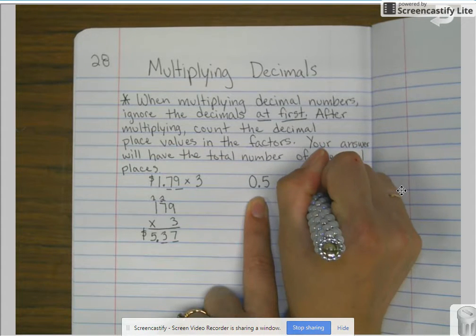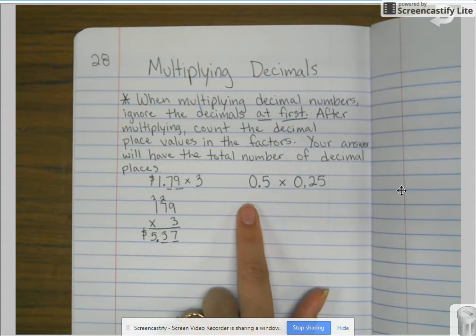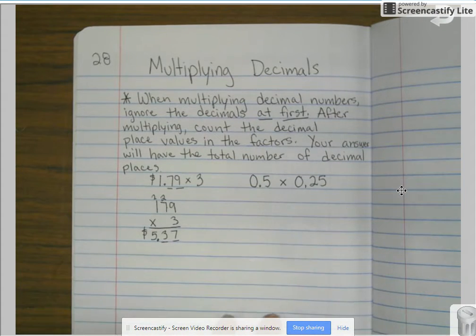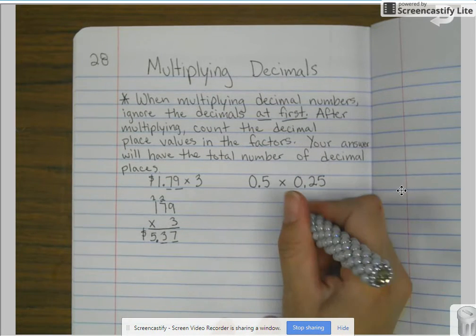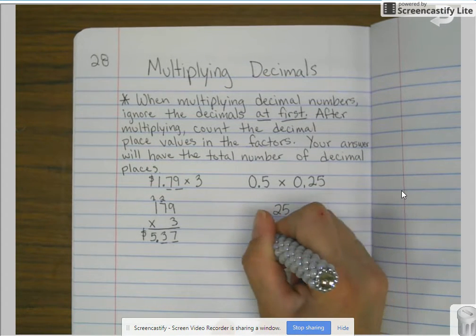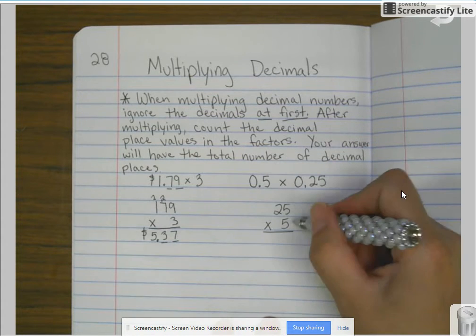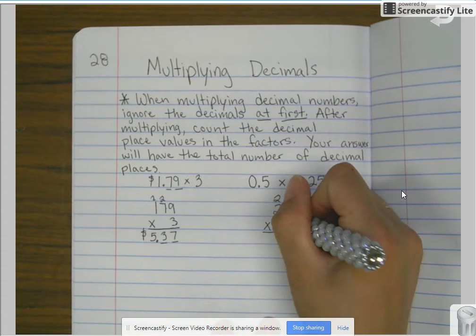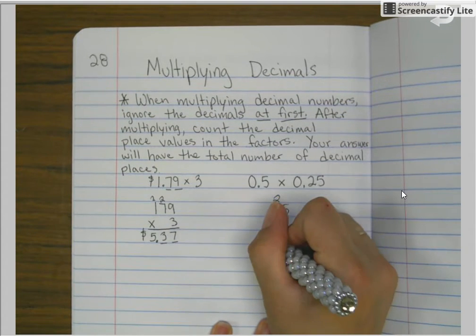So what I'm saying here is I'm doing 1/4 of 1/2. Now, if you're thinking in pictures, if I have half a candy bar and then I take 1/4 of that half, am I going to end up with something larger than I already had? No, it's going to be a portion of a small portion already. So let's go ahead and do this and see what kind of answer we get. Now I said ignore the decimals at first, so we can write it as 25 times 5. So 5 times 5 is 25. Regroup 2. 5 times 2 is 10. Add the 2, so 12.